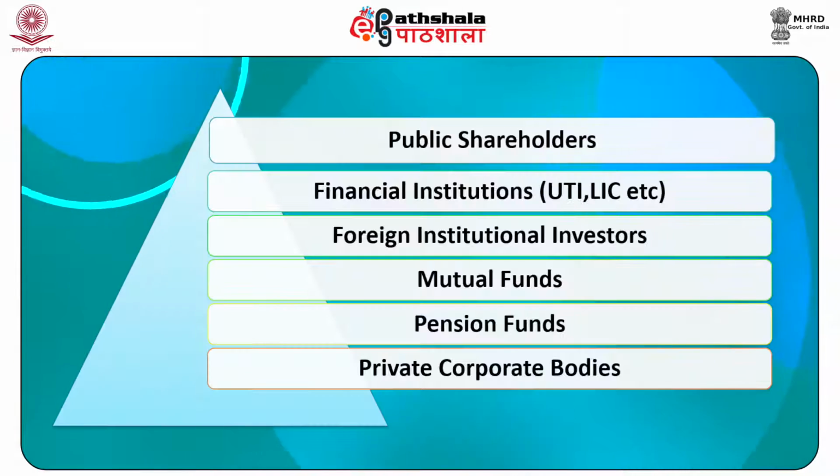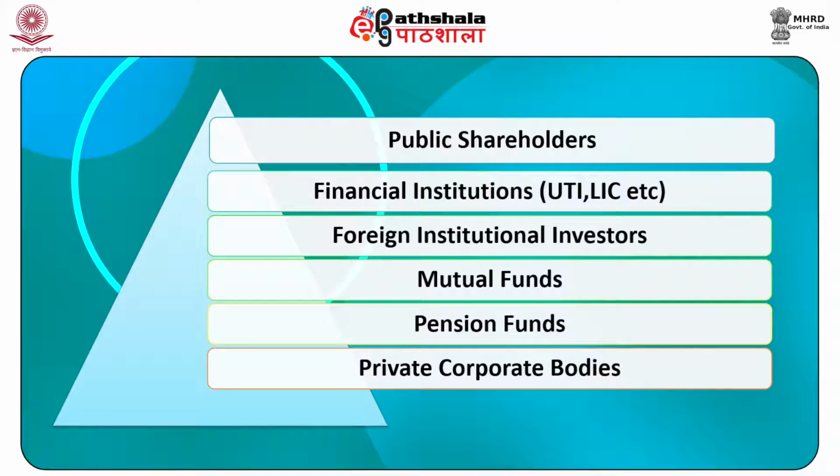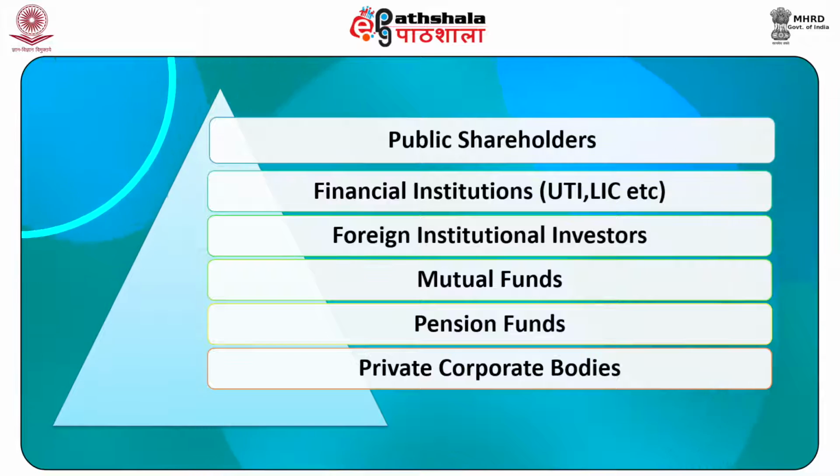The main investors in financial market include public shareholders, financial institutions like UTI, LIC, etc., or maybe foreign institutional investors, mutual funds, pension funds, private corporate bodies, promoters of corporates, their friends and relatives, NRIs. Public shareholders are often called by the name retail investors. So, we have different kinds of investors which may approach the financial market.